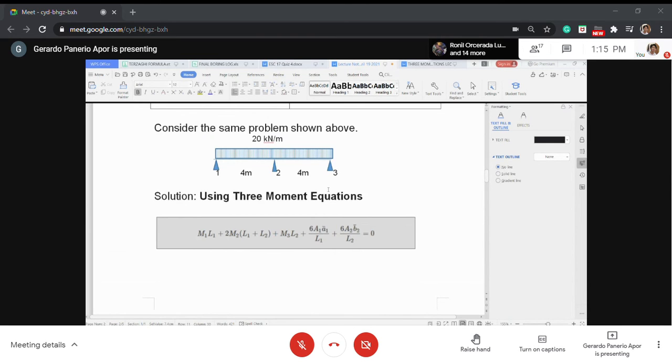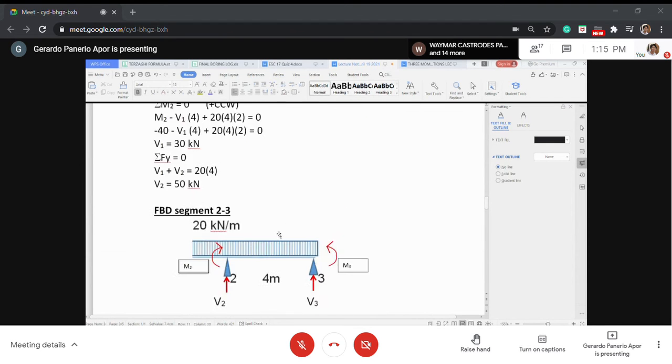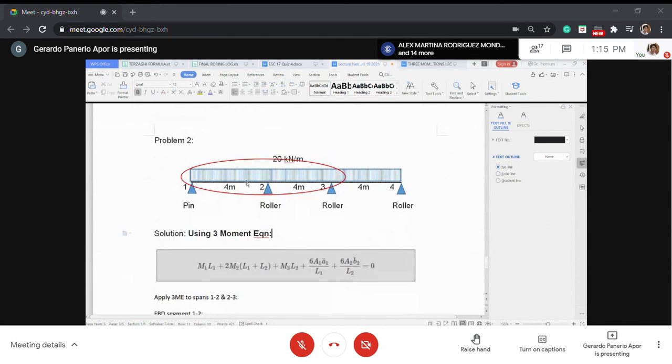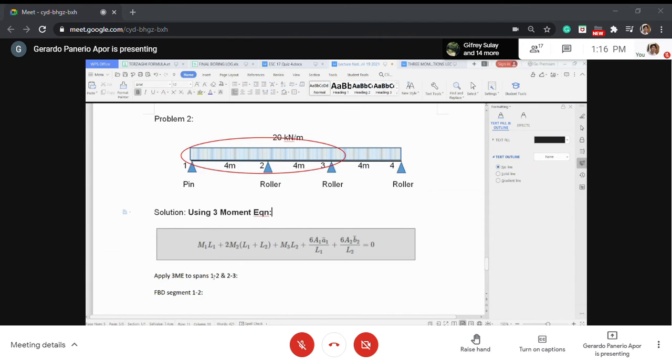Now, the question is if the structure becomes longer, just like this. There are 3 spans now. Can we still use the three-moment equation? The answer is, of course, you can. How? You have to consider 2 spans first. Never mind this one, do not look into this. Only the first 2 spans. So, here, you apply the three-moment equation on spans 1, 2, and 2, 3, not yet on 3, 4.